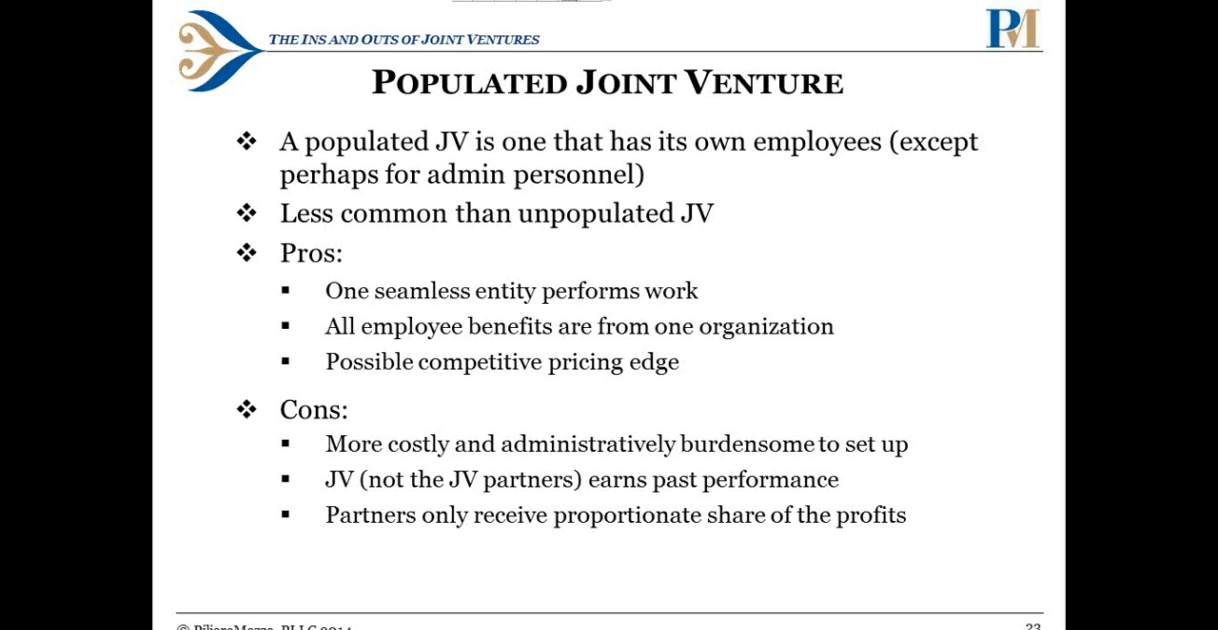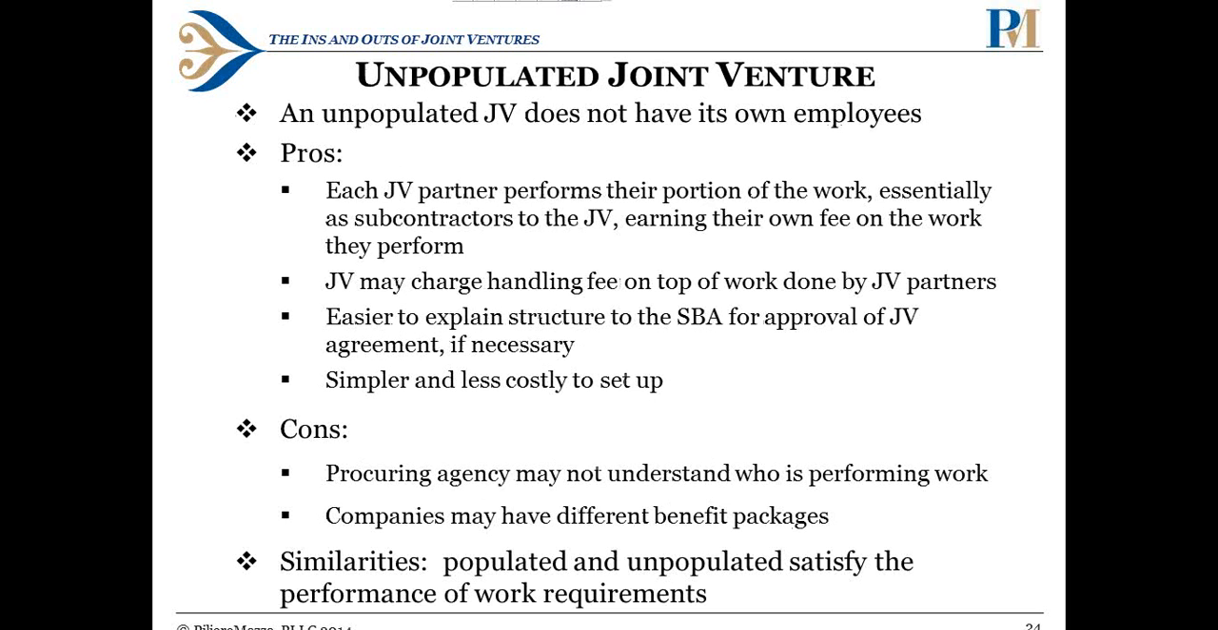And the partners only receive their proportionate share of the profits, but they're not getting the G&A and other indirect or any of the revenues flowing to them on the project, because it's all staying within the populated JV entity. By contrast, the unpopulated joint venture does not have any of its own employees, and here's where we should have had that parenthetical, that it may have a few administrative personnel that work for it, but the idea in the unpopulated JV is that the work is done through the employees of the respective joint venture partners.